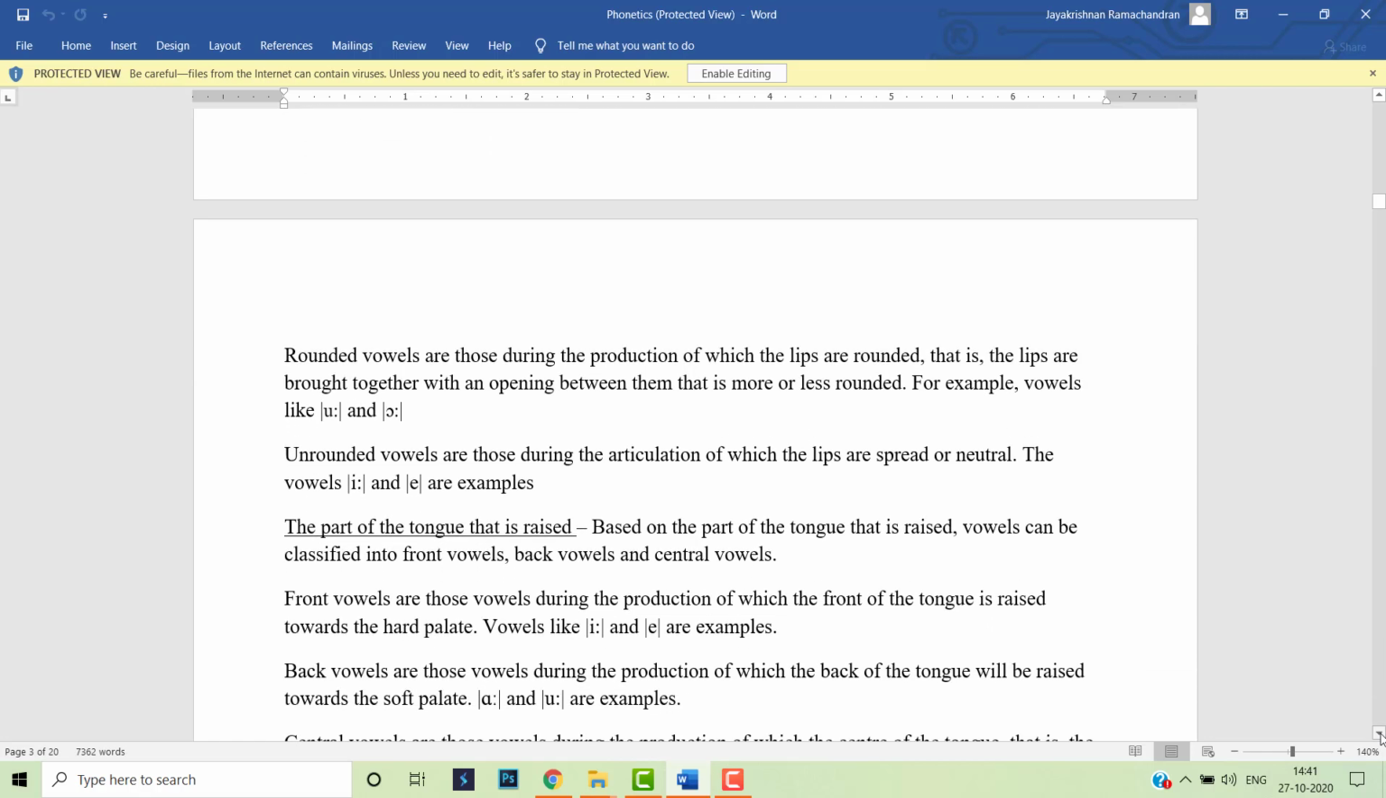Okay, right at the moment when you finish uttering this sound, your lips will be more or less in a rounded shape.